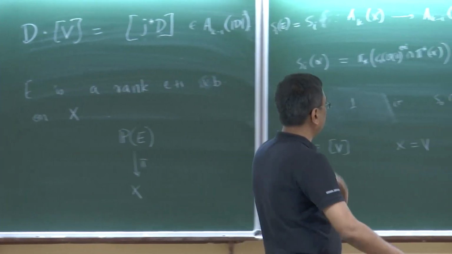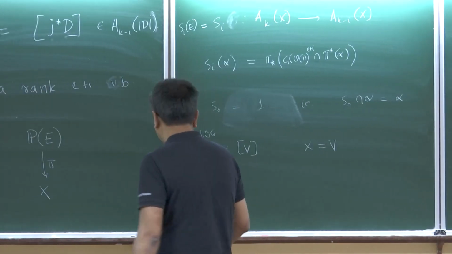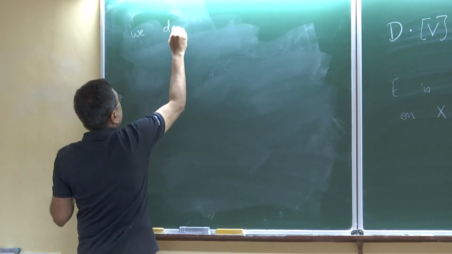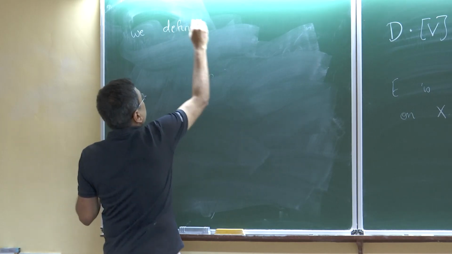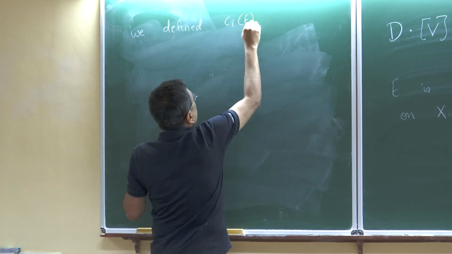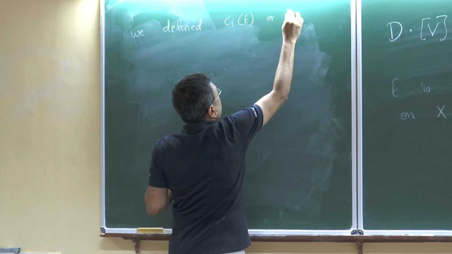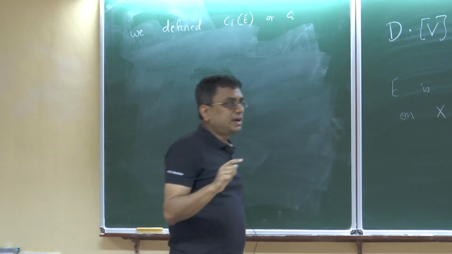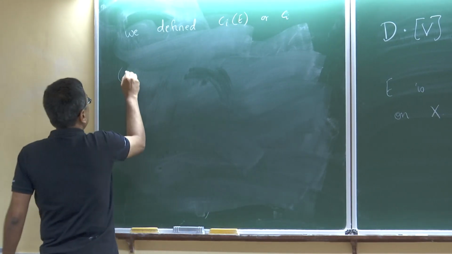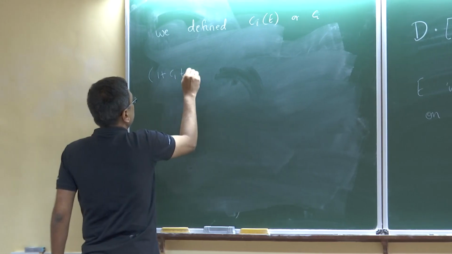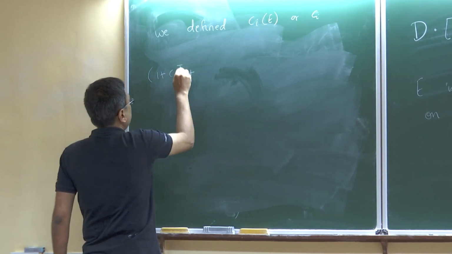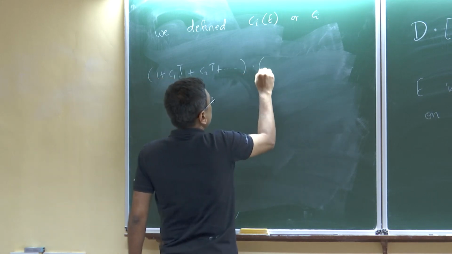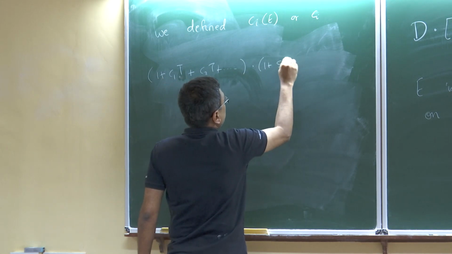Okay, so now once we have these Segre classes, we define Chern classes. We define c_i(E), or simply c_i, when the vector bundle is fixed, to formally satisfy this relation: 1 + c_1 T + c_2 T^2 + ... times 1 + S_1 T.